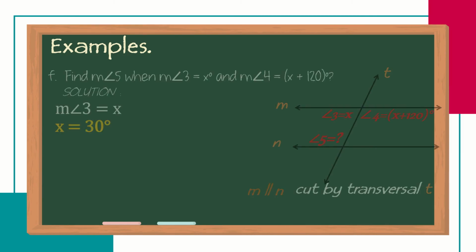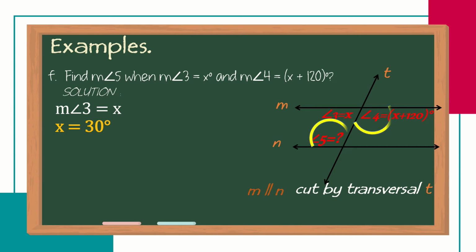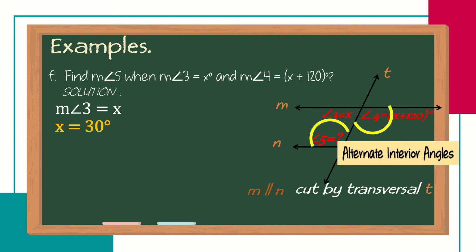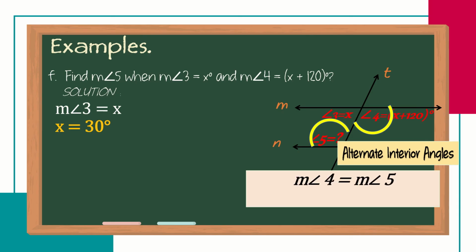Now that we know the value of x, which is equal to 30 degrees, we can now solve for the measure of angle 5. To get the measure of angle 5, let us first use the two angles, angle 4 and angle 5. By looking at angle 4 and angle 5, we can say that they are alternate interior angles. And alternate interior angles are congruent. Therefore, the measure of angle 4 is equal to the measure of angle 5.